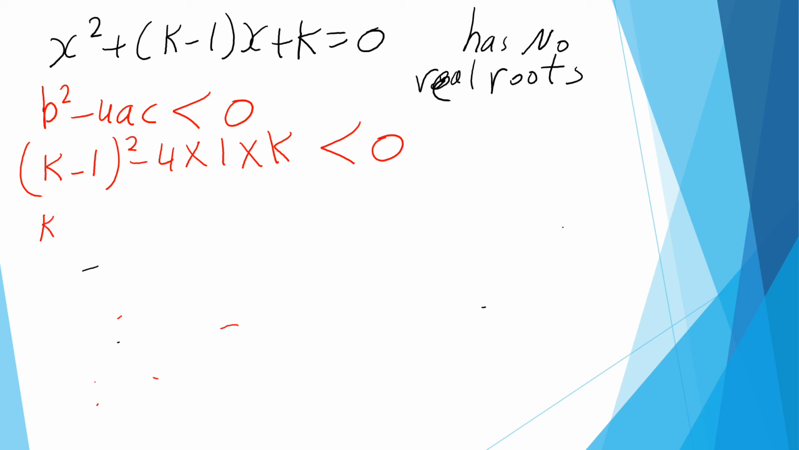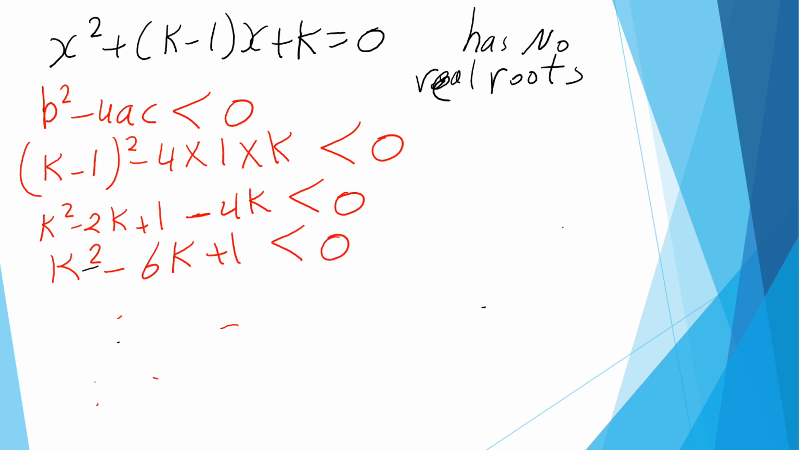Expand this. I got k squared minus 2k plus 1 minus 4k less than 0. Collecting like terms, I've got k squared minus 6k plus 1 less than 0. Then now you can solve this using the quadratic formula. You can solve it using your calculator. So I'm going to use the calculator in here.